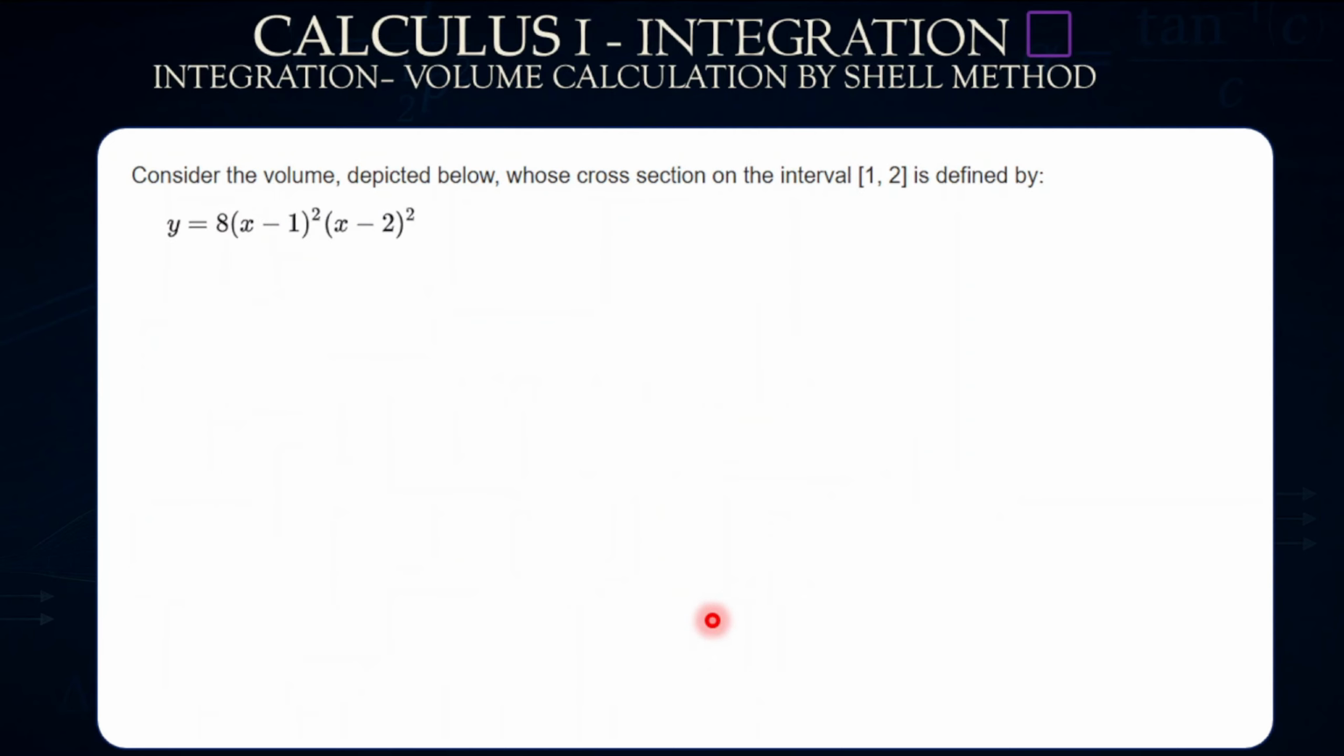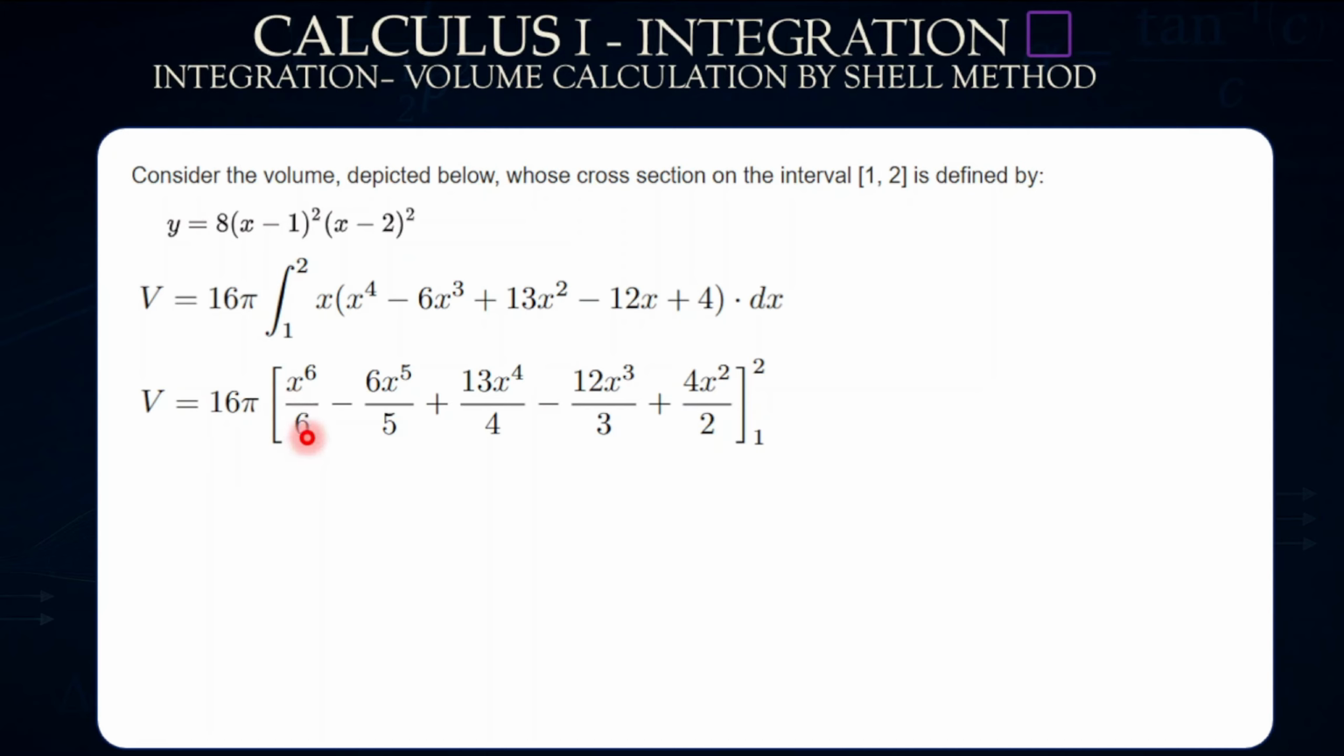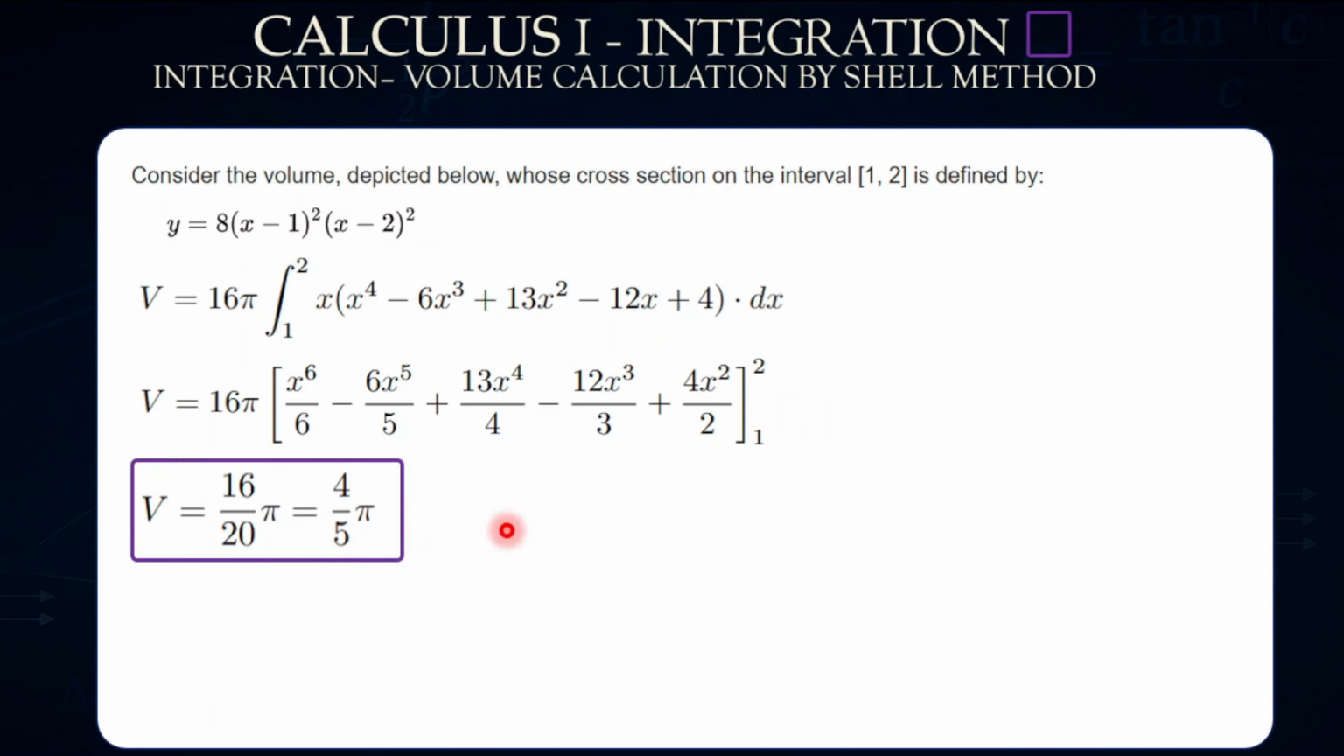Once we are done expanding, you solve the integral. The integral of x⁵ is x⁶ divided by 6, minus 6x⁵ divided by 5. Remember here it is x times −6x³, so it is −6x⁴, plus 13x⁴ divided by 4, here it is 13x³, minus 12x³ divided by 3, plus 4x integrated, so 4x² divided by 2, between 2 and 1. The final result is 16/20 π, or 4/5 π. That's the volume for this solid.